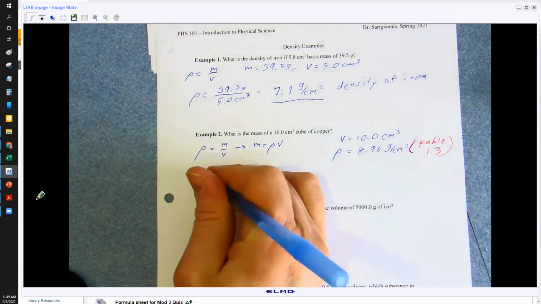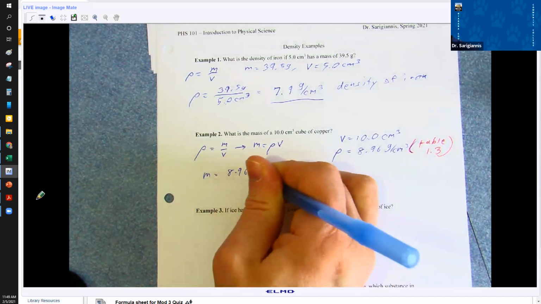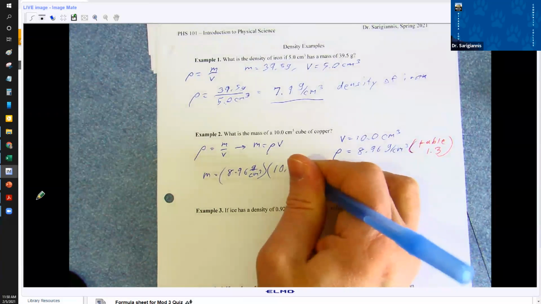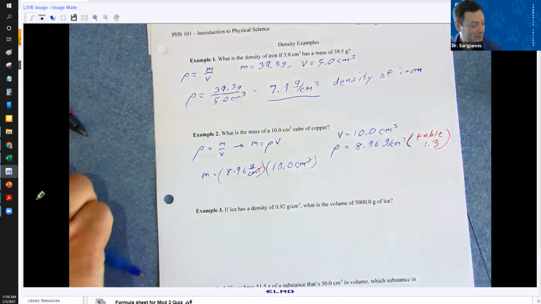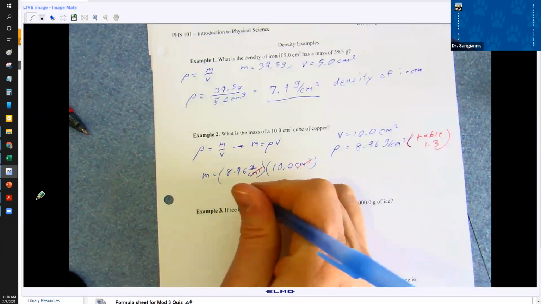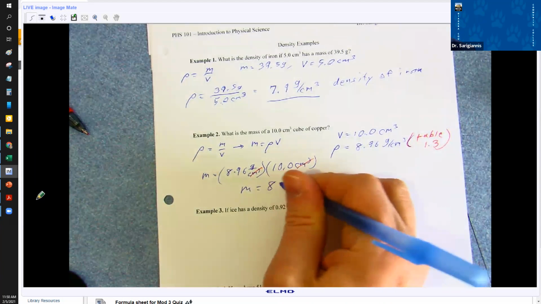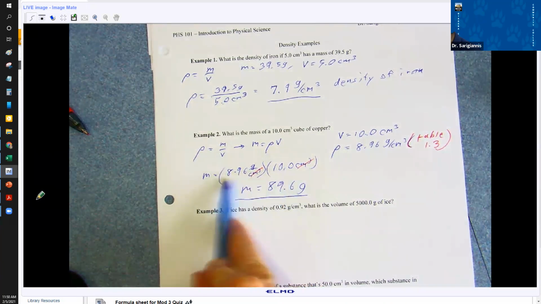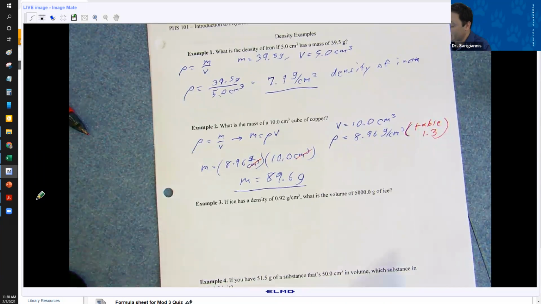So now we just plug this in. 8.96 grams per cubic centimeter times a volume of 10.0 cubic centimeters. Our cubic centimeters cancel, and we're left with a mass of 89.6 grams. And notice my significant figures here, in both cases, they're 3. So I just reported it out to 3. So that's our mass. This is using the density formula and also the tables.